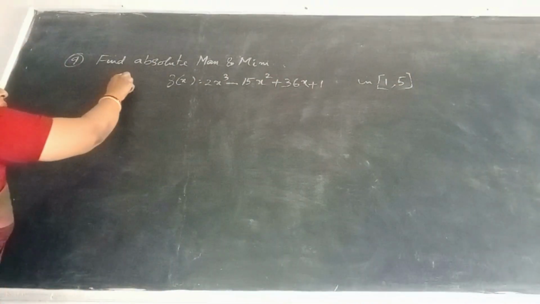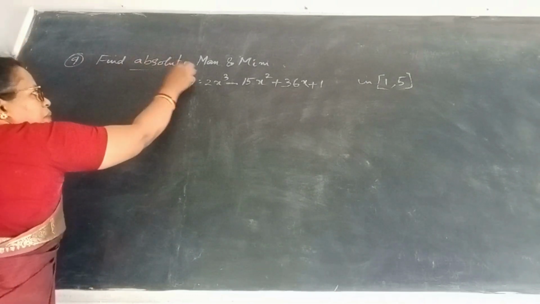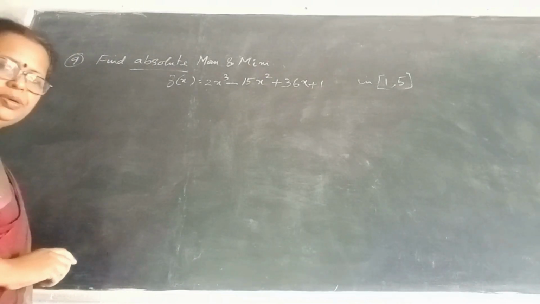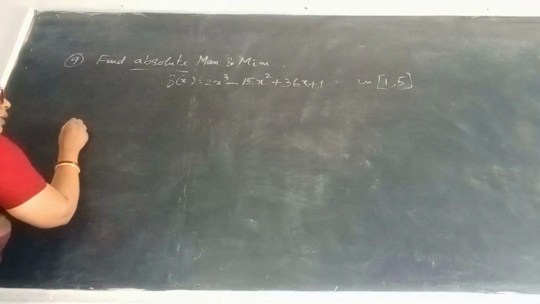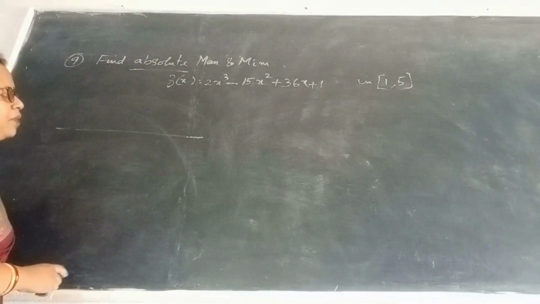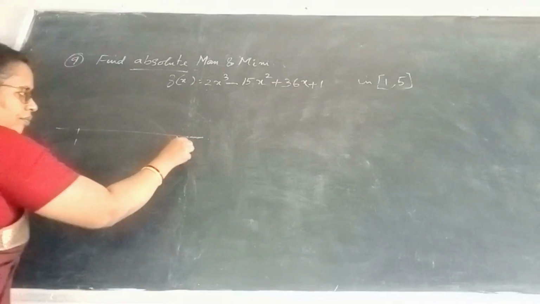So what is asked? Absolute maxima and minima. Here the term is absolute. It is not local maxima or minima. What is the difference between absolute and local? Let us understand what is absolute maxima. The interval is 1, 5.